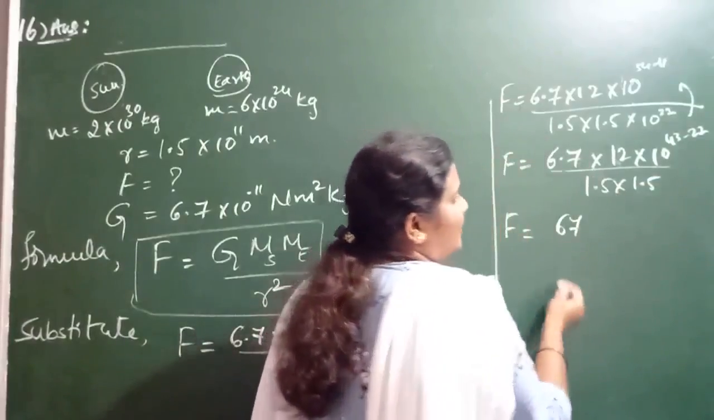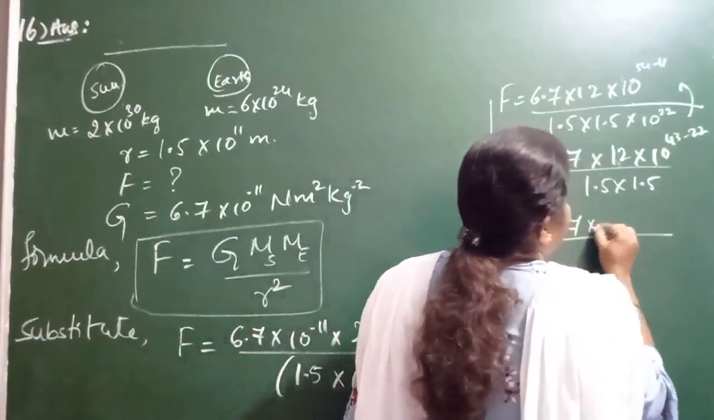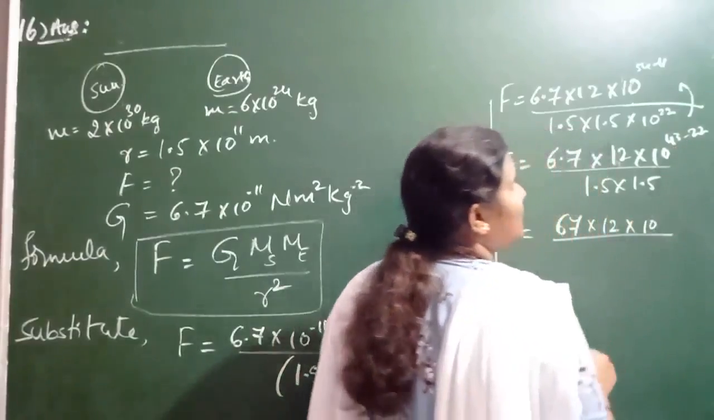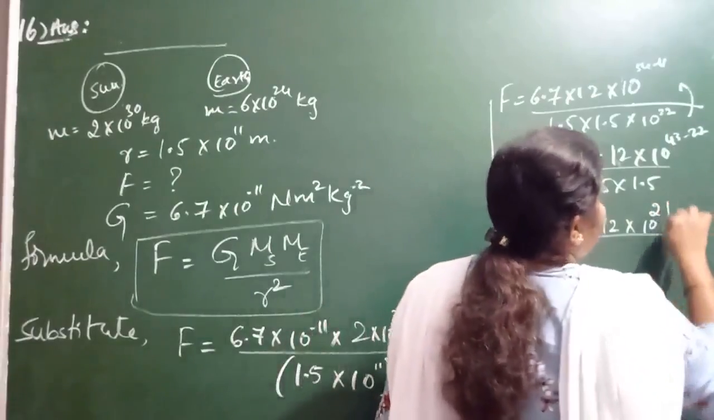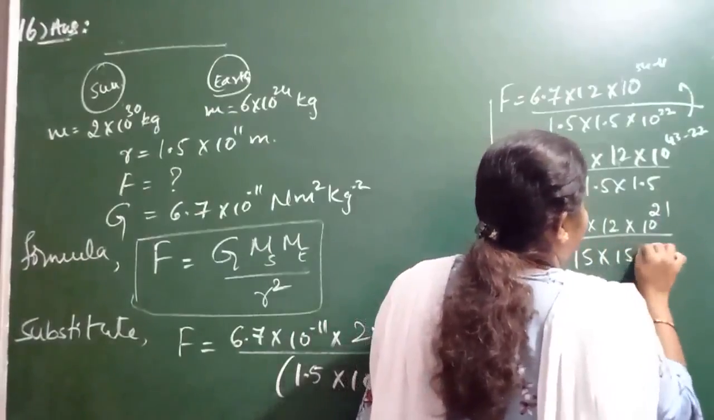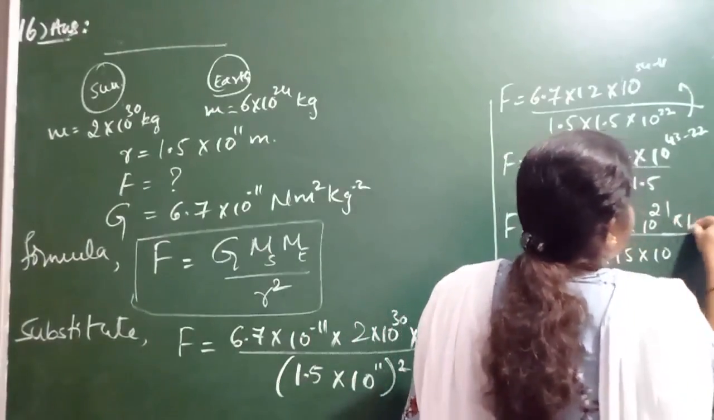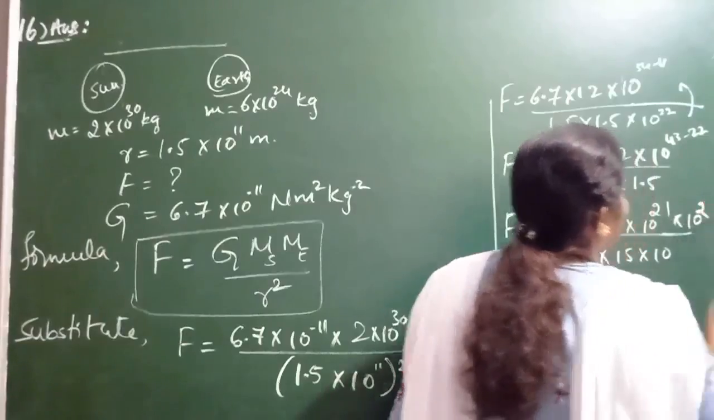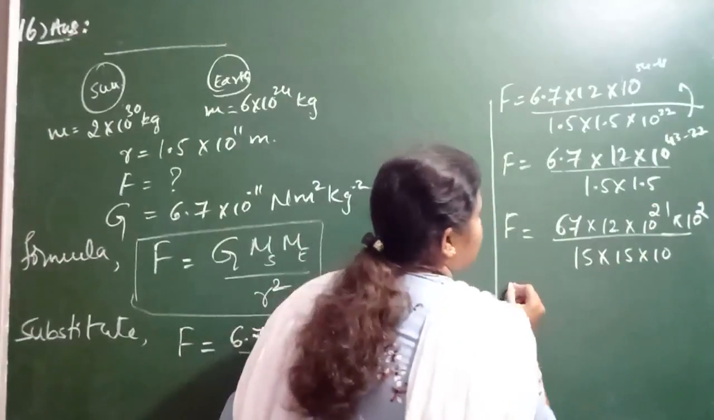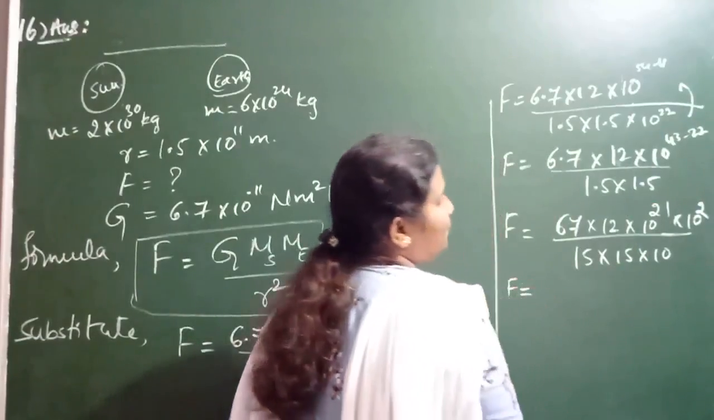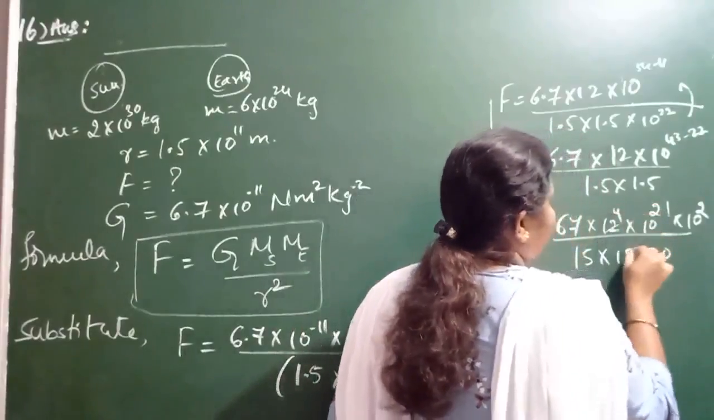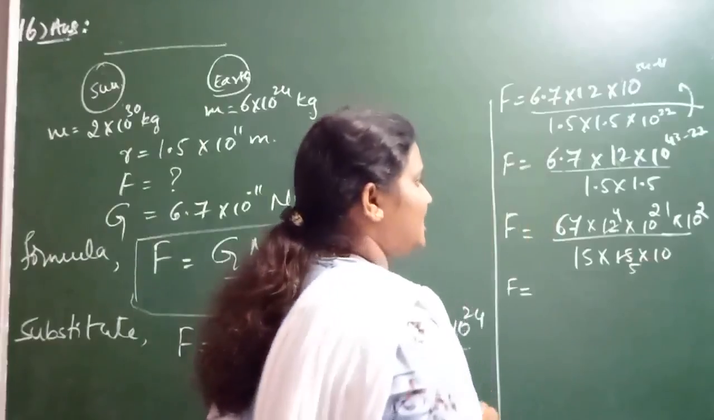6.7 can be written as 67 divided by 10, isn't it children? So 1.5 is 15 into 10, and 10 to the power of 2 is nothing but 100. This can be written as, so F is equals to, now 3 4s are, 3 5s are, isn't it children?